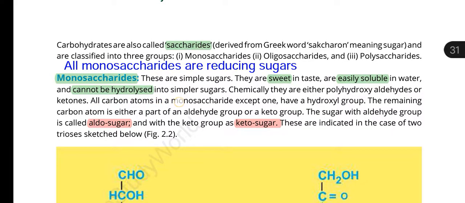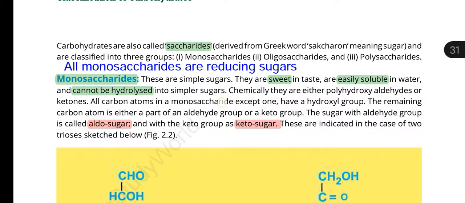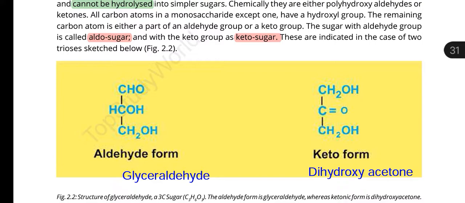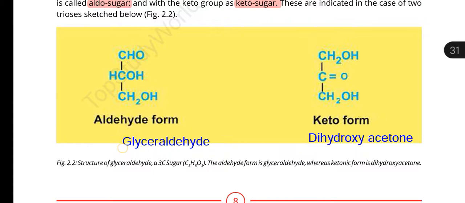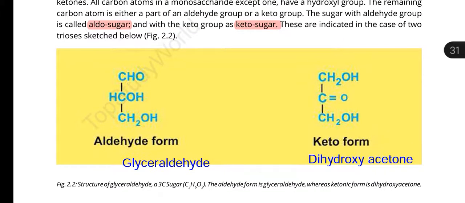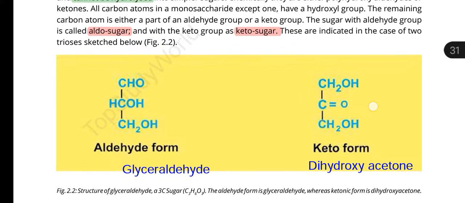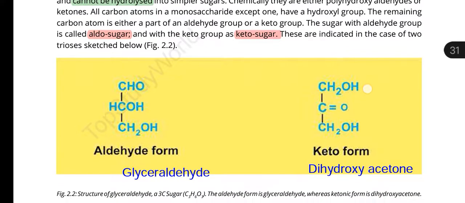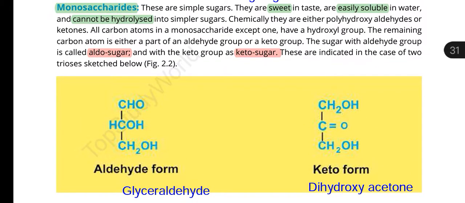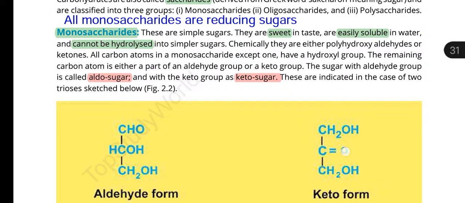All carbon atoms in monosaccharides except one have a hydroxyl group. What does this mean? Except for one, all have hydroxyl. If we have a three-carbon sugar, glyceraldehyde, only one carbon does not contain a hydroxyl group; the other two contain hydroxyl groups. And here is the keto sugar, dihydroxyacetone, where the keto group is in between, and you can see the hydroxyl groups above and below, but you cannot see a hydroxyl group on the keto or aldo group.